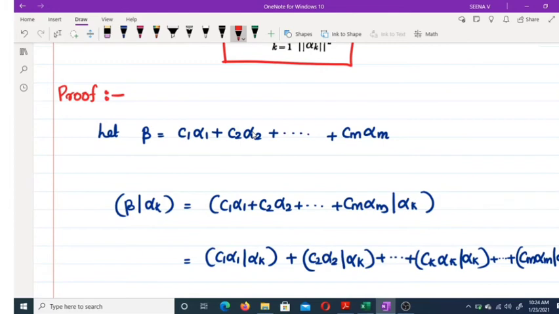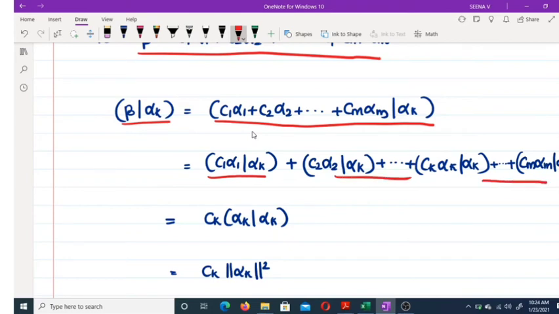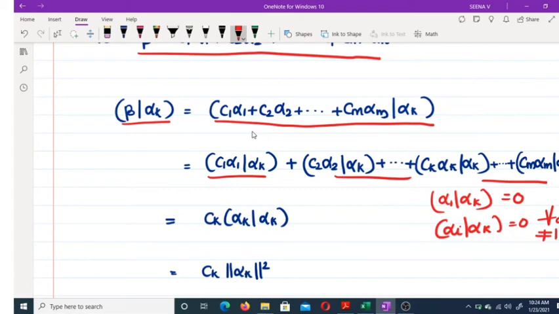Suppose beta equal to C1 alpha 1 plus etc. plus Cm alpha m. That means beta is a linear combination of alpha 1, alpha 2, etc. alpha m. So what is inner product of beta and alpha k? This is inner product of C1 alpha 1 plus etc. plus Cm alpha m and alpha k. Apply linearity property. Then alphas are orthogonal, therefore inner product of alpha i and alpha k equal to 0 for every i not equal to k.